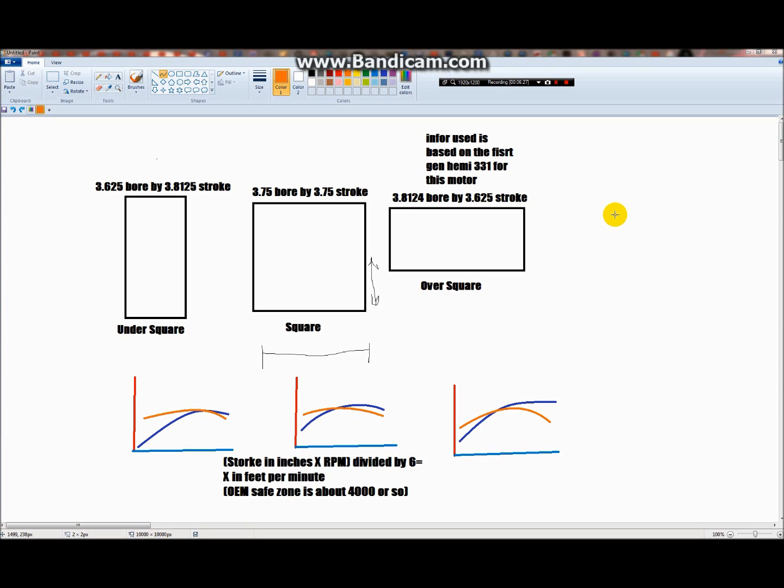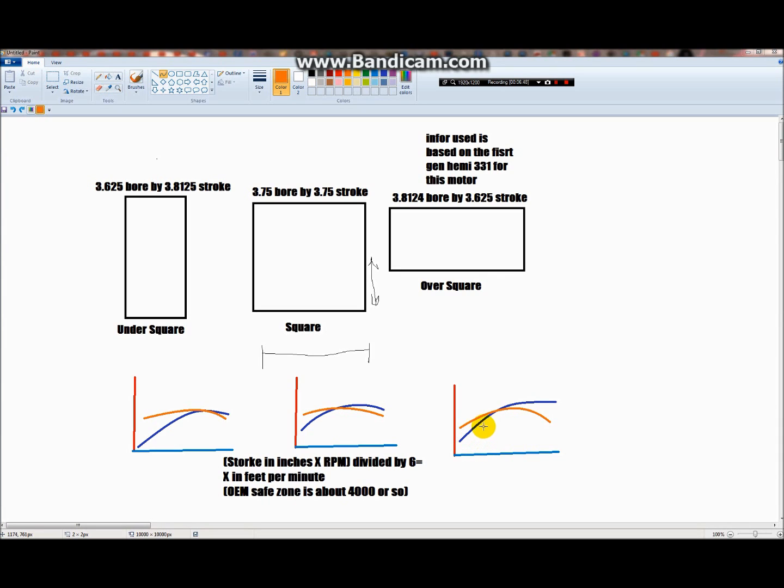Probably more because it's a Hemi. Regardless of that, what you'll see, because all these V8s that we're discussing here are the same engine displacement, 331 cubic inches, what we're looking at is the power curves. That's really where you're going to see the difference.